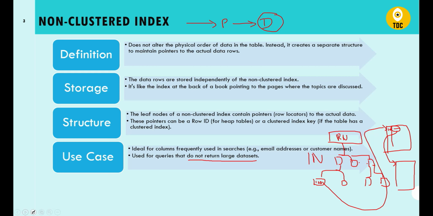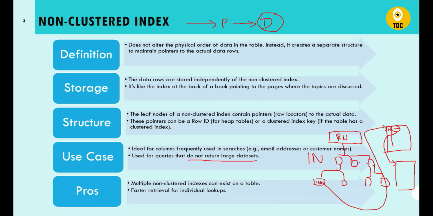So what are the advantages? Multiple non-clustered indexes can exist in a table. You can make email ID, customer name, location, n number of columns you can choose for a non-clustered index. And you can also have faster retrieval for individual lookups. If you have an individual lookup on a particular column, it is faster in case of a non-clustered index. And what can be the cons? The con is that additional storage is required for maintaining the index structure, because here we have a pointer or an index.